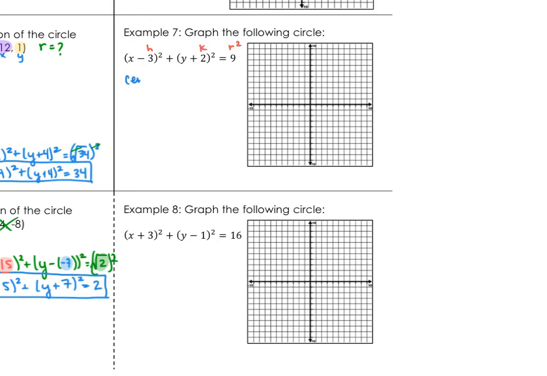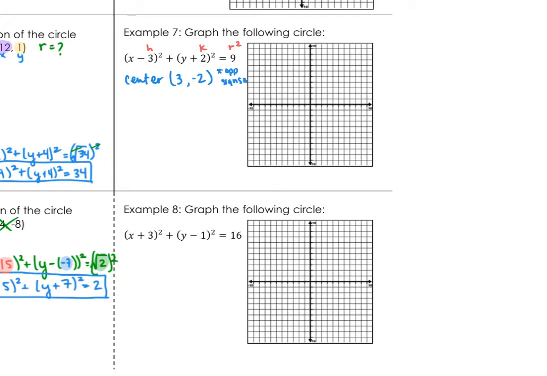So for this one, the center, since it's x minus 3, that means h is positive 3, and since it's y plus 2, it's -2 for k. So the signs are opposite. Opposite signs.